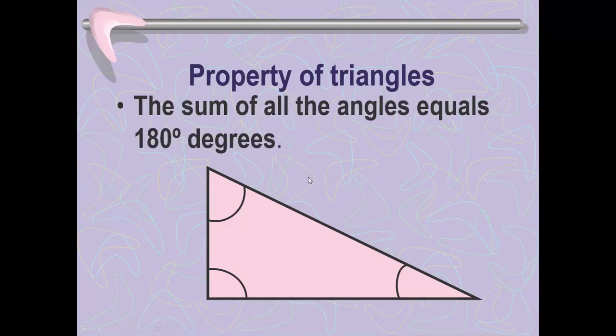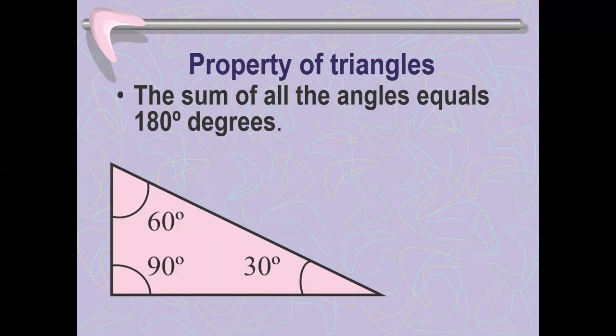The sum of the measures of all angles of a triangle must be 180 in any triangle. Of course, you know we have three angles. The sum of their measures must be 180. For example, this triangle has angles 60, 90, and 30. If we add 60 plus 90 plus 30, the sum of them will be 180.